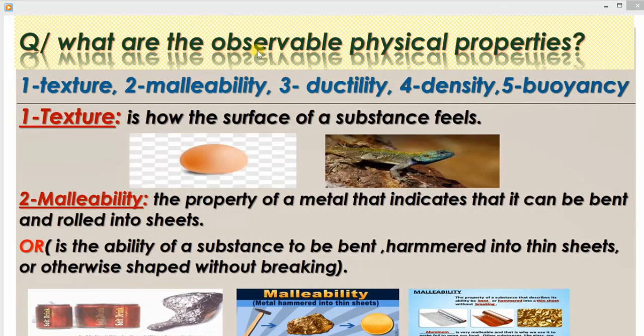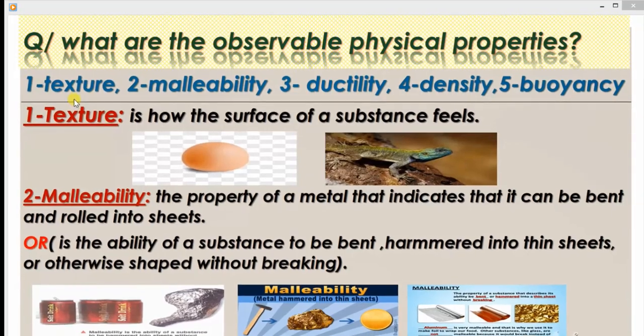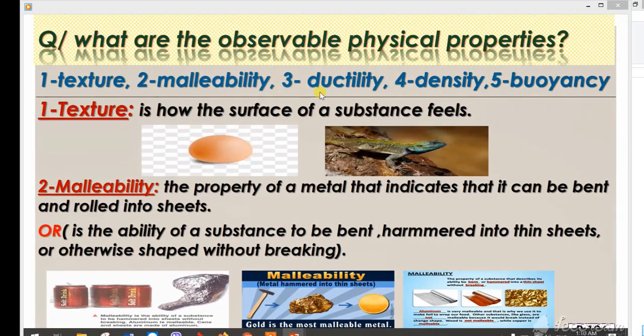What are the observable physical properties? Number 1, texture. Number 2, malleability. Number 3, ductility. Number 4, density. Number 5, buoyancy. These are the observable physical properties. Number 1, texture, is how the surface of a substance feels. For example, the surface of the lizard is rough, but the surface of the egg is smooth.